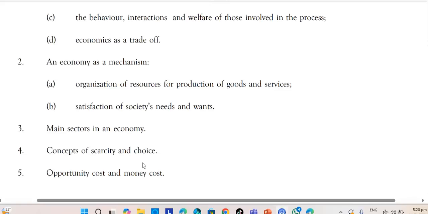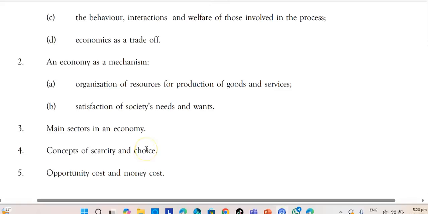Resources are limited. So scarcity means that resources are limited, but people's wants and needs are unlimited. So we don't have enough resources to meet all the needs and wants of people because the resources are limited, they are scarce, but the needs and wants of people are unlimited. No country, whether rich or poor, has enough resources to produce everything everyone wants. Because of this, choices must be made.